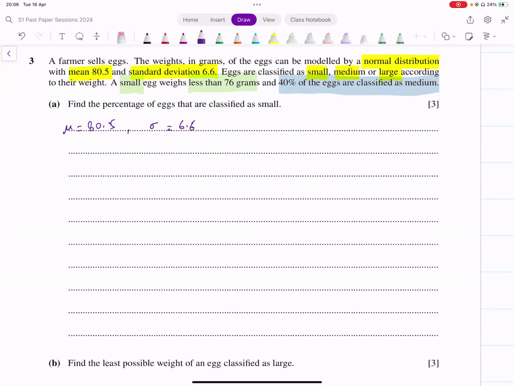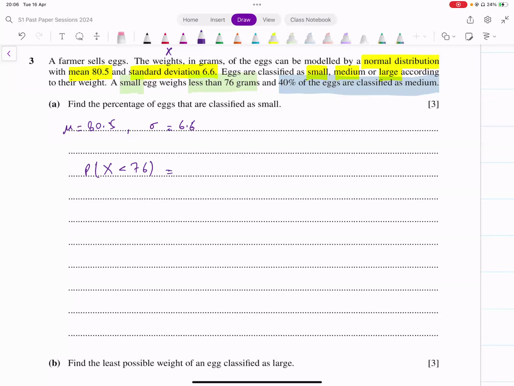Okay, small eggs are when their weight is less than 76 grams. So let's assume that weight is denoted by X. What's the probability of the weight being less than 76? That is what we're looking for. We have the mean given, we have the standard deviation given. We have to find probability. This is simple normal distribution, right?